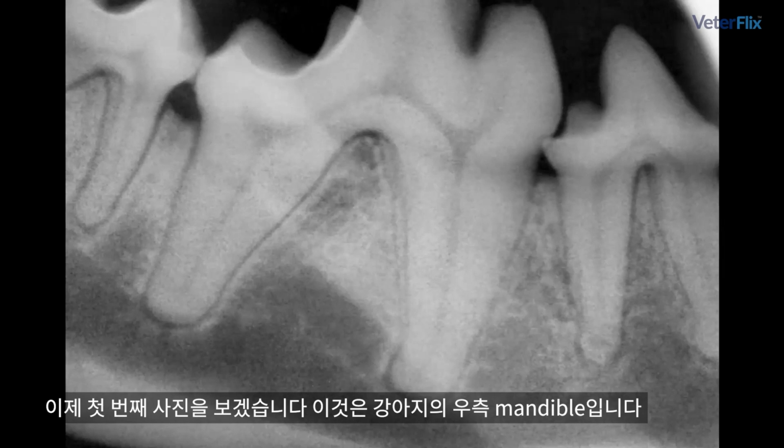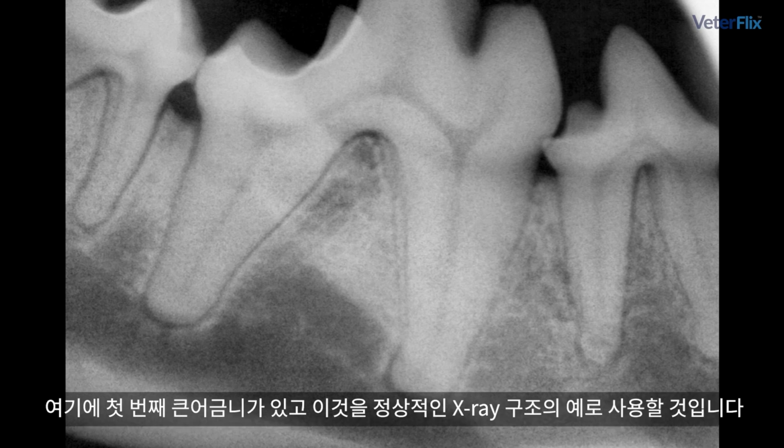So let's take a look at this first image. This is the right mandible of a dog. You've got the first molar here that we'll use as an example of what we're looking for as far as normal radiographic anatomy.